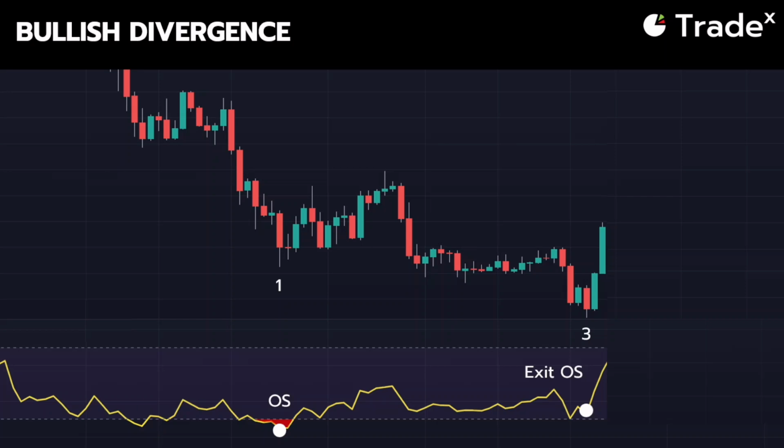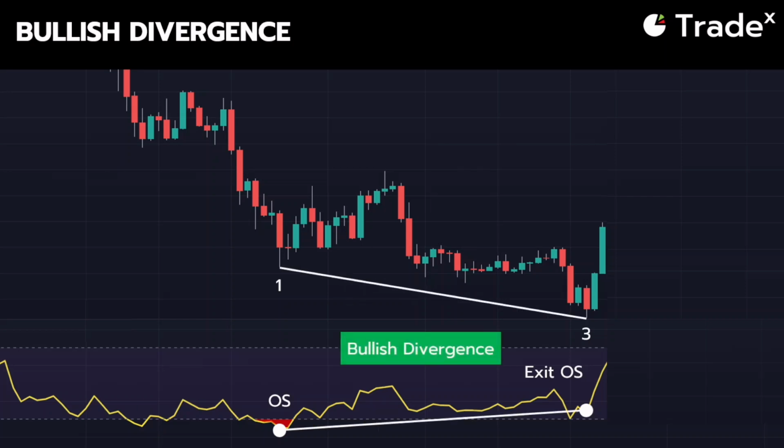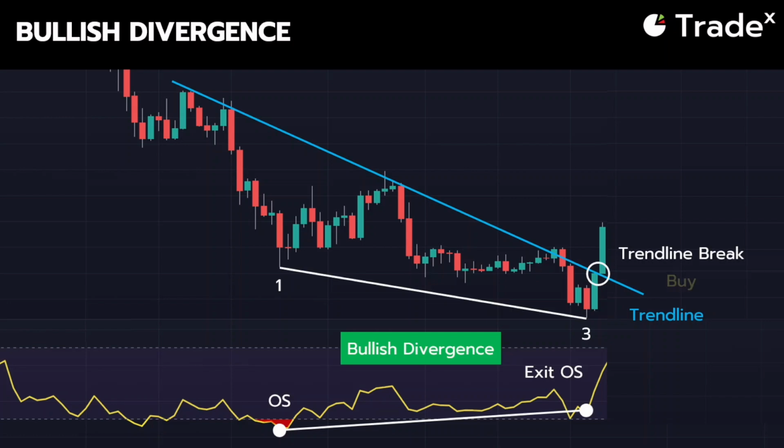The price and RSI form a new bullish divergence, prompting us to repeat the same process to set up a trade. We draw a trend line that connects as many highs as possible. Once the price breaks above this trend line, we enter a buy position, anticipating a rise in the price.